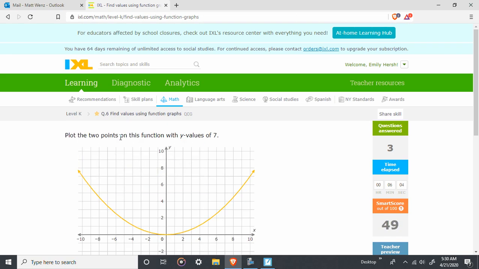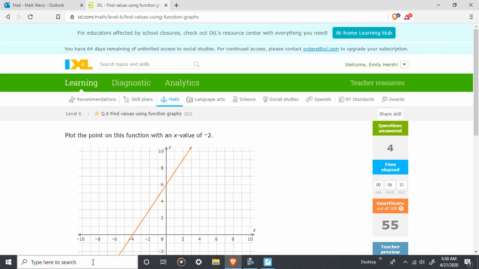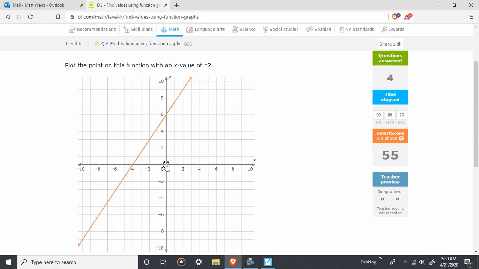Plot the 2 points of this function with y values of 7. So let's go up to 7, and again, it's going to happen twice, once there, and once there. So it's like negative 10 and positive 10. So what are the x values of these points? Negative 10 and positive 10. Okay, again, x value of negative 2. So if I plug in negative 2, what do I get out? 3.